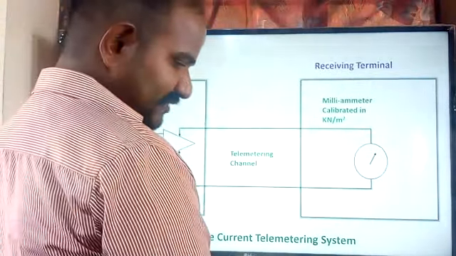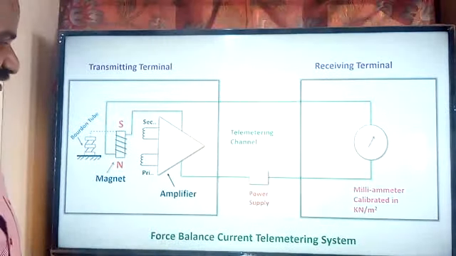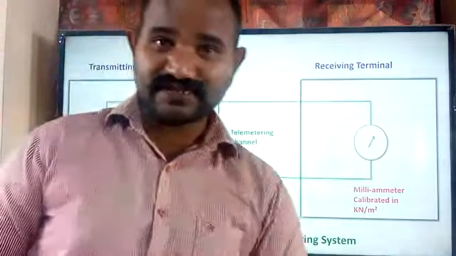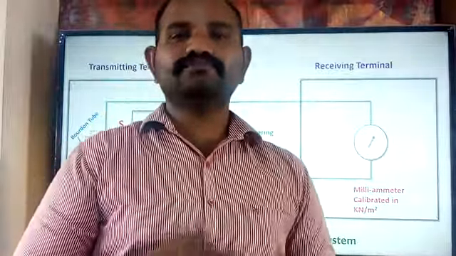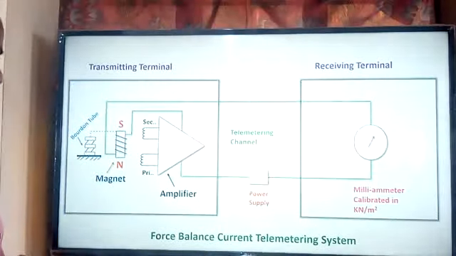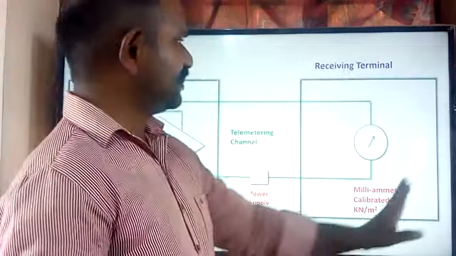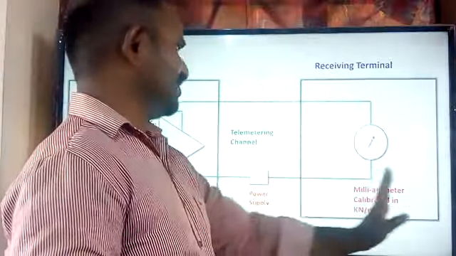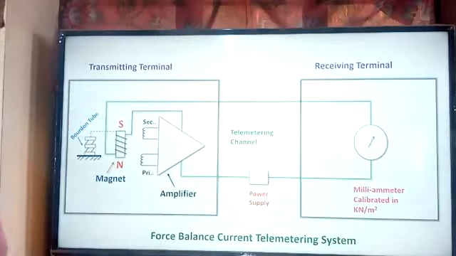And another case is the force balance current telemetry system. We have seen the motion balance current telemetry system. In the motion balance current telemetry system, I am going to use this kind of setup. Here, this terminal end device setup is not changing; it is constant, but only the transmitting end is going to change.